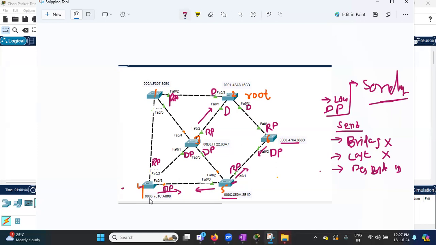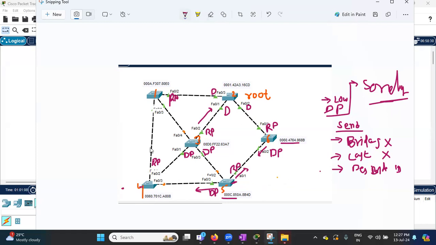See, 006 and 000. Which one is better, the lower one? Okay, 000. I thought 6 would be fine. Got it, I got confused about the DP for this LAN segment, not this one. Okay, 006, it was 000. Yeah, right. Done. Got it.